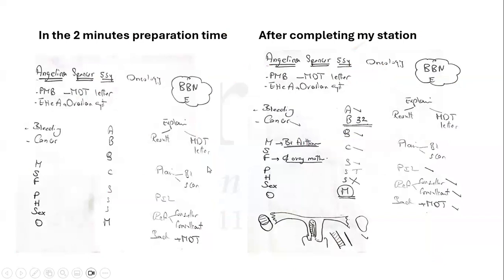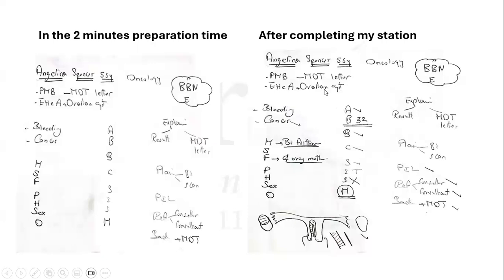Now, this is a proof that the template is applicable. This is the handwriting version of my template. So this side is before entering the cubicle, and this side is how the template has been filled at the end of my station. Right? So this is exactly as the slide we discussed before.